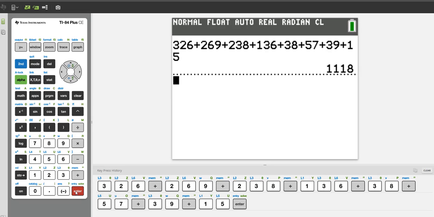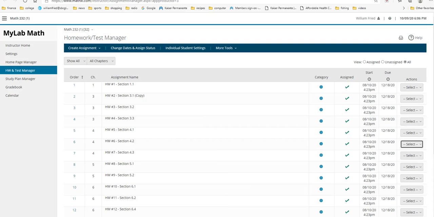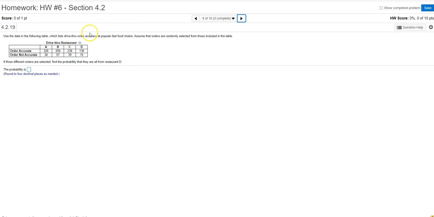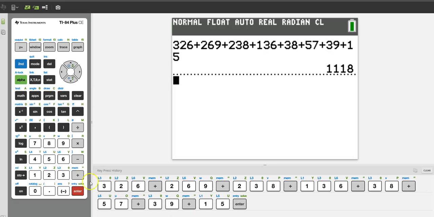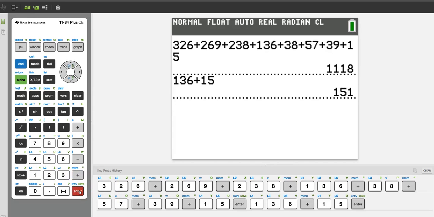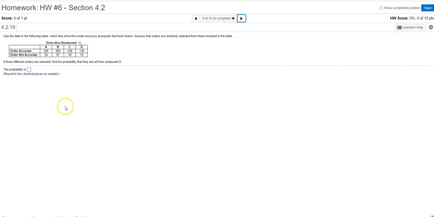And how many of those are from restaurant D? So it's 136 plus 15 are from restaurant D. So back to the calculator, 136 plus 15 gives me 151. Okay, I'm writing that down. So it's 151 out of 1,118 are from restaurant D. Now the question says, if 3 different orders are selected, find the probability they're all from restaurant D.